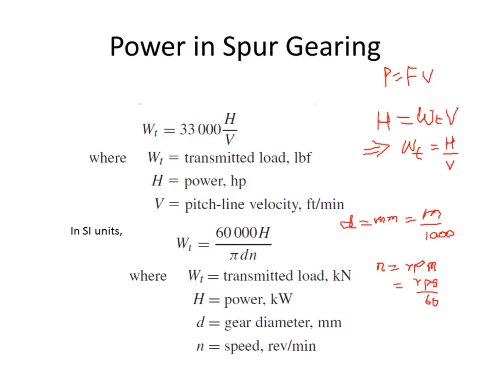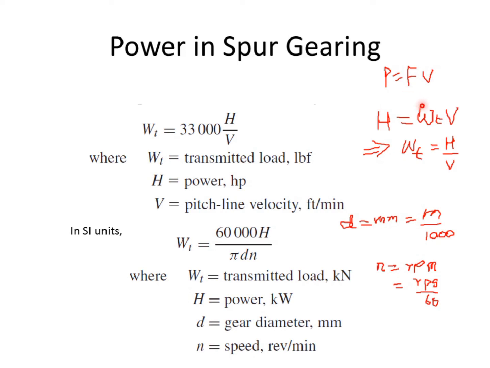Now let's talk about power in a spur gear again. As we know, P is equal to Fv; we already talked about this relationship. Now the transmitted power is represented by H, and the force because of which the power is transmitted is represented by Wt. So put these two instead of P and F. H is equal to Wt into V. So Wt is equal to H by V.